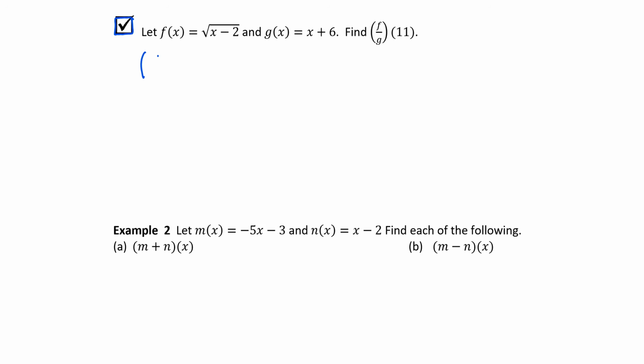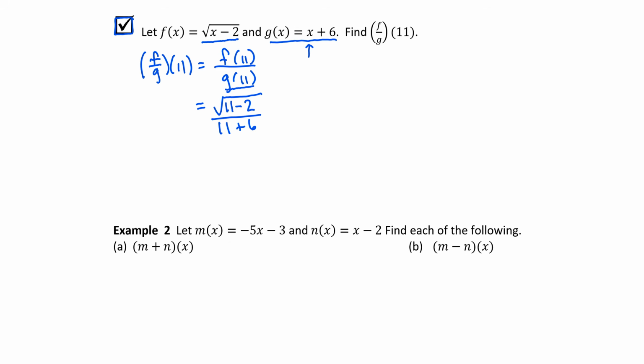To evaluate f divided by g of 11, we're going to find f of 11 divided by g of 11. So f of x is square root of x minus 2, so I'm going to use this first function rule in the numerator, and I'm plugging in 11 in for x. And g of 11 in the denominator is this function rule, so we're going to plug 11 in for x there, so we get 11 plus 6. In the numerator, 11 minus 2 is 9. In the denominator, we have a 17, so the output should be 3/17.